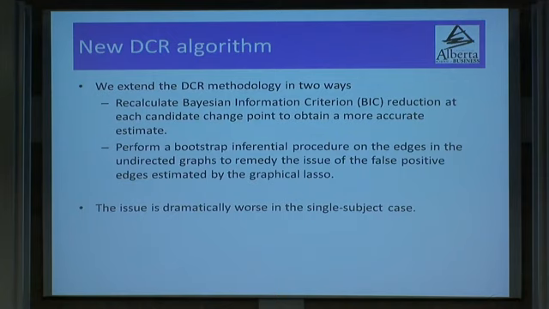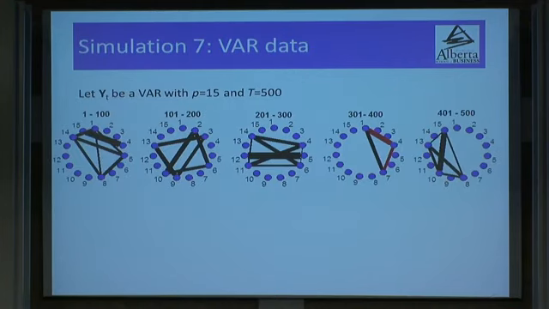And the issue of false positive edges estimated by the graphical lasso is dramatically worse in the single subject case. Okay. So I'm going to show you why we need this extra bootstrap procedure. So suppose, again, we've left the multi-subject case. I'm moving to the single subject case. So suppose YT is a vector autoregression with 15 time series and 500 time points. Okay, so this is the true connectivity structure changing over time.